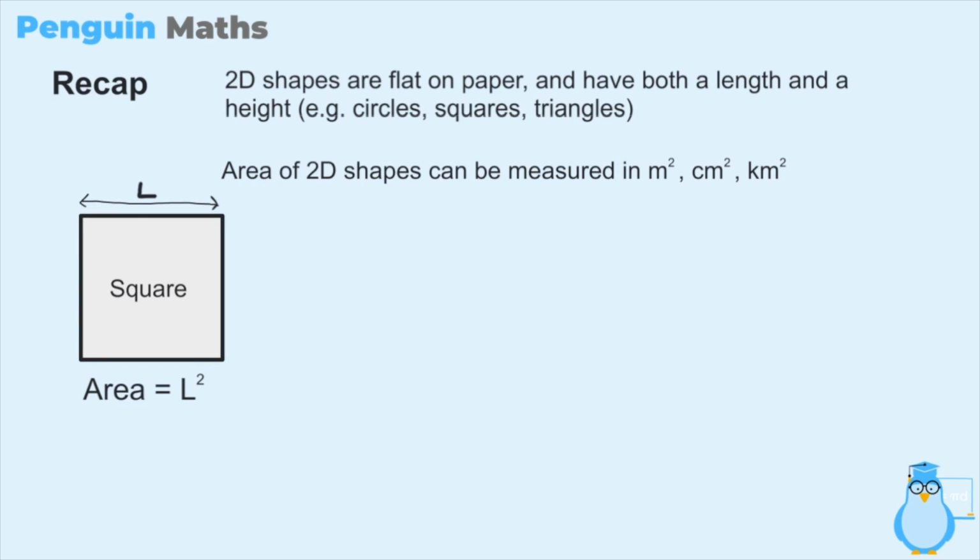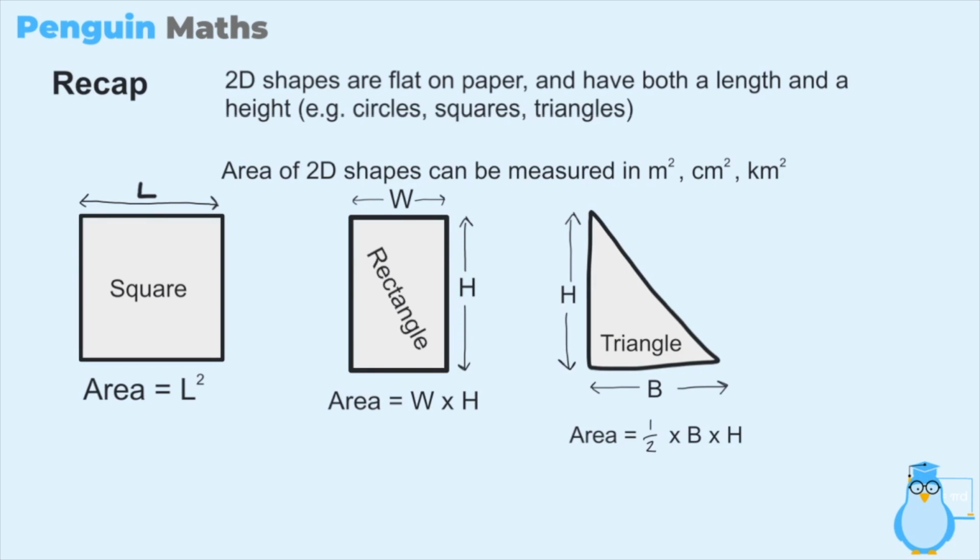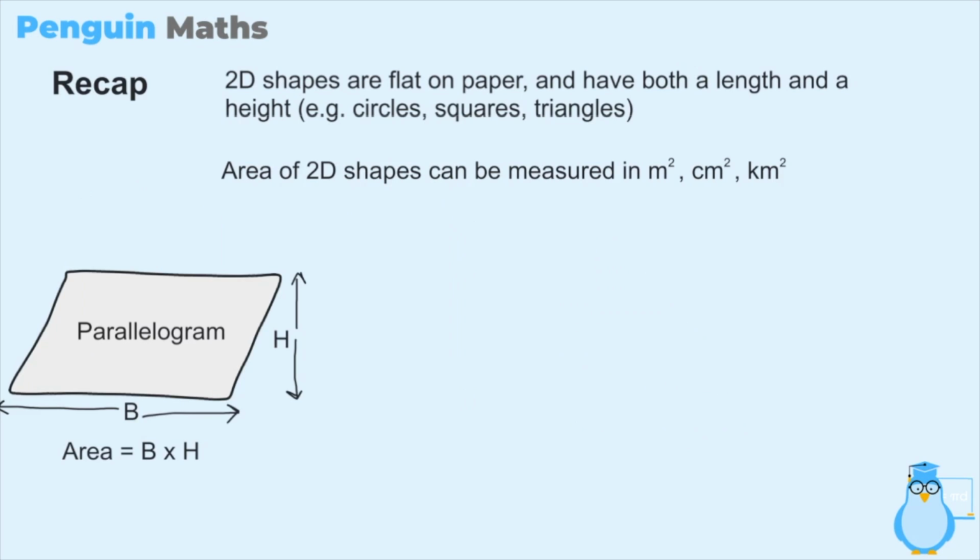We said that the area of a square is equal to the length of one side all squared. And for a rectangle, the area is the width of one side times by the height. And the area of a triangle is a half times the base of the triangle times by the vertical height. The area of a parallelogram is the length of the base multiplied by the vertical height.